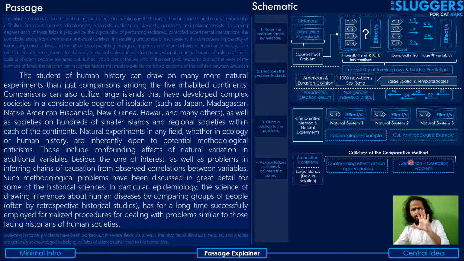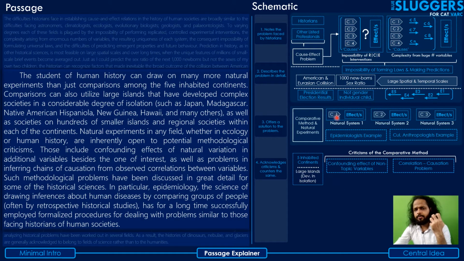There are some flaws involved here. There are some problems that do arise in these cases, right? They are open to criticism. When you deploy this method, there are some cons involved. Those include, and then he goes on to list two major problems with this methodology. The first one, he says, is the confounding effect of non-topic variables.